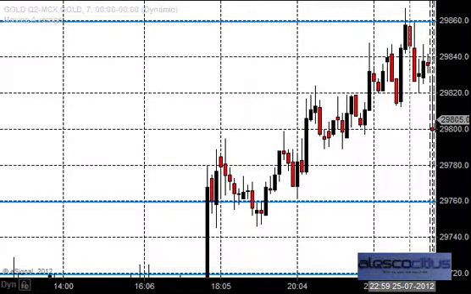Good morning. In this presentation, we are going to see how we can trade in MCX Gold today. Before looking at that, let us see what happened yesterday and what we expected yesterday.